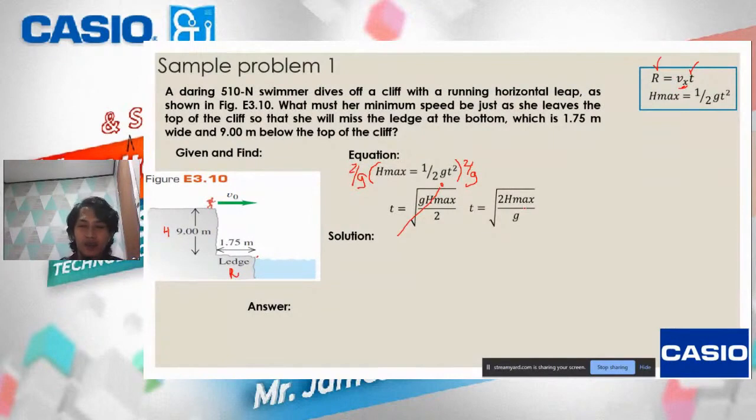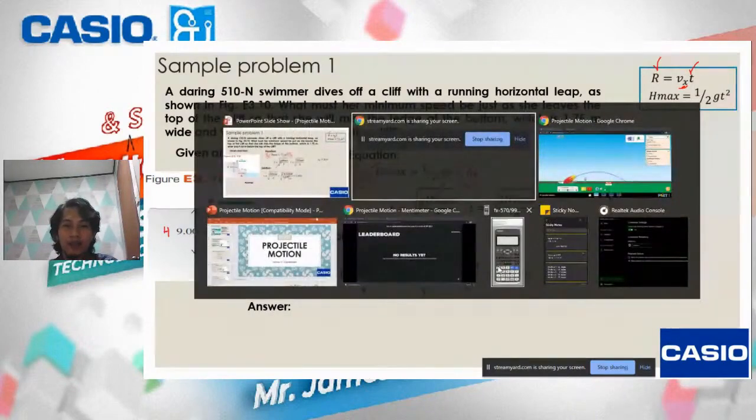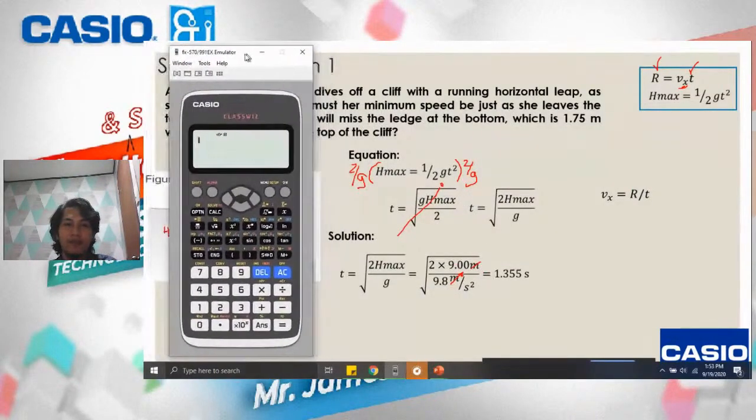Okay? So, to get the time, 2h max, so 2 times 9.00 meters over 9.8 meter per second square. So, we cancel this meter. Ay, magiging m square pala to, no? M square, nataas na siya, then square root. Ay, sorry. Maka-cancel pala yung ating meter, then square root. So, square root ng s square is s, tapos yung value ng ano natin, ito. So, sa ating calculator, pwede natin siyang gawin dito.